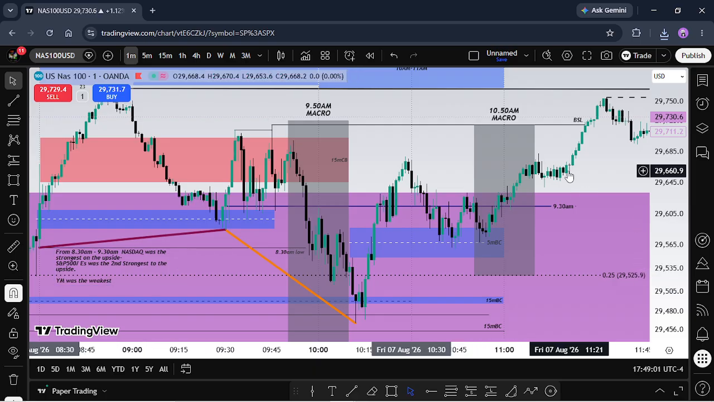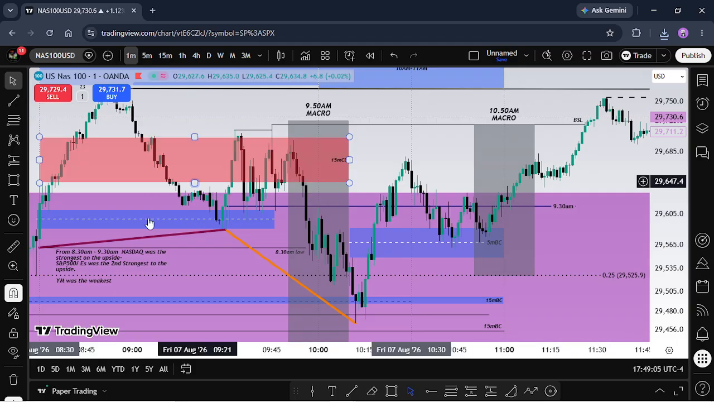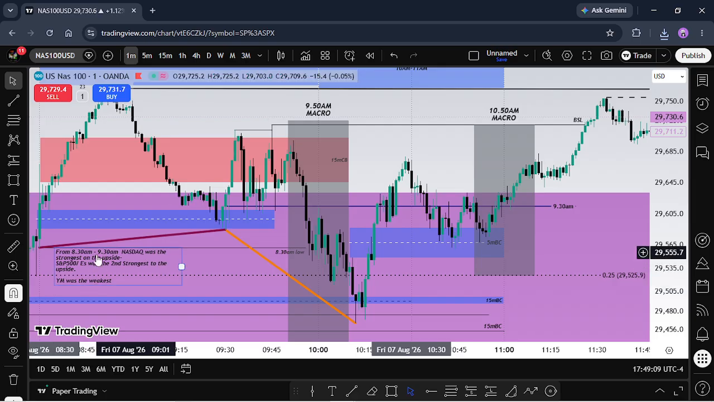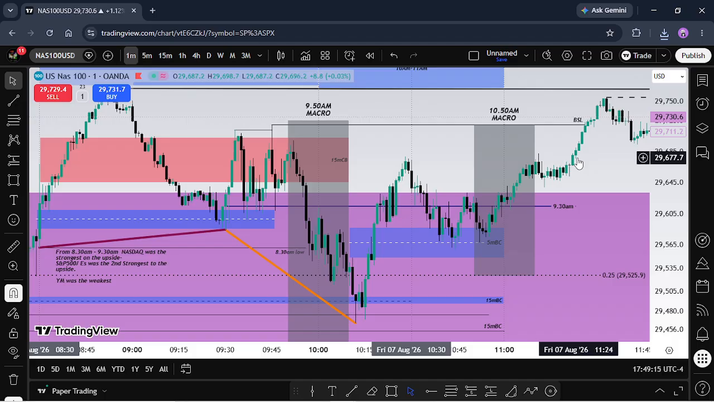Mind you, the second strongest is basically the follower. I told you there are three types. There's the strongest, there's the weakest, and then there's the follower. So S&P 500 slash ES was the second strongest to the upside. So it was the follower in this case, right? So it was following basically Nasdaq. Let me explain how I got to this conclusion.